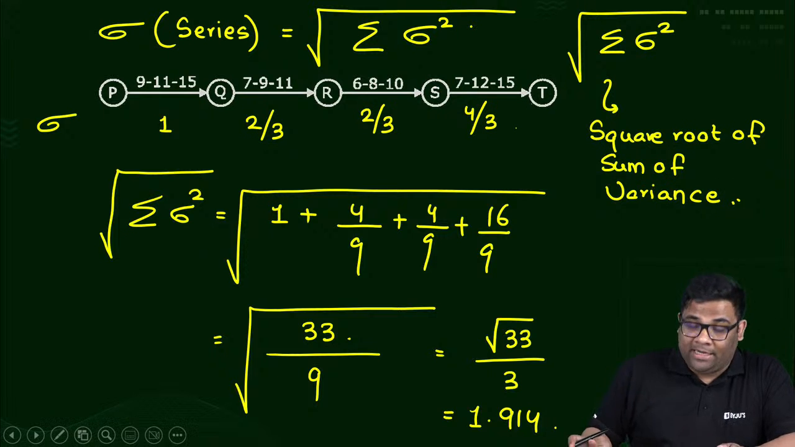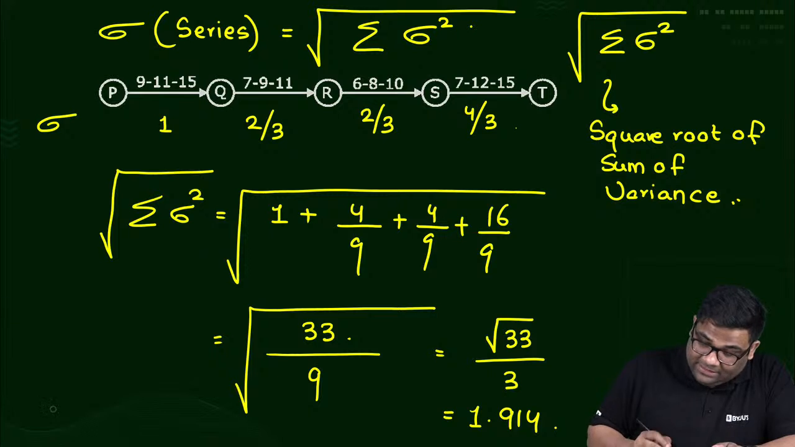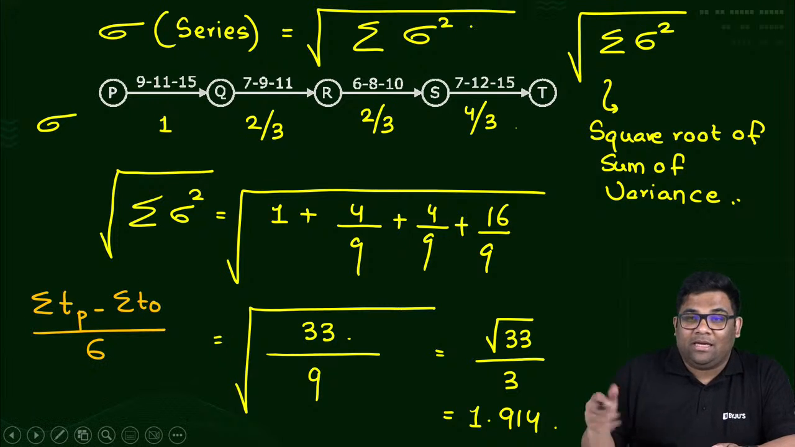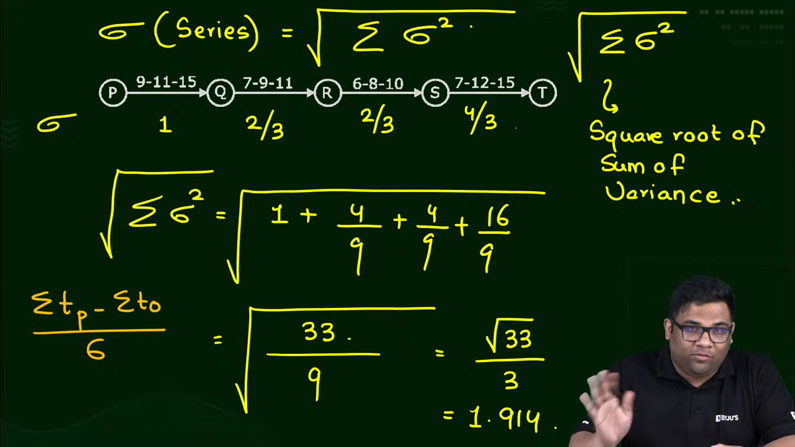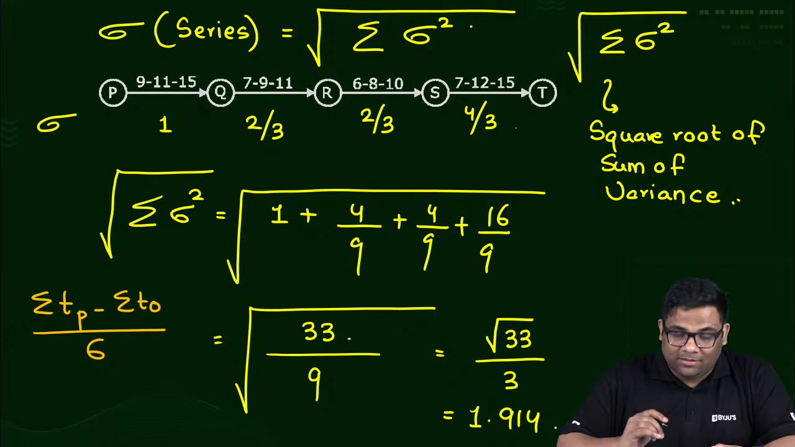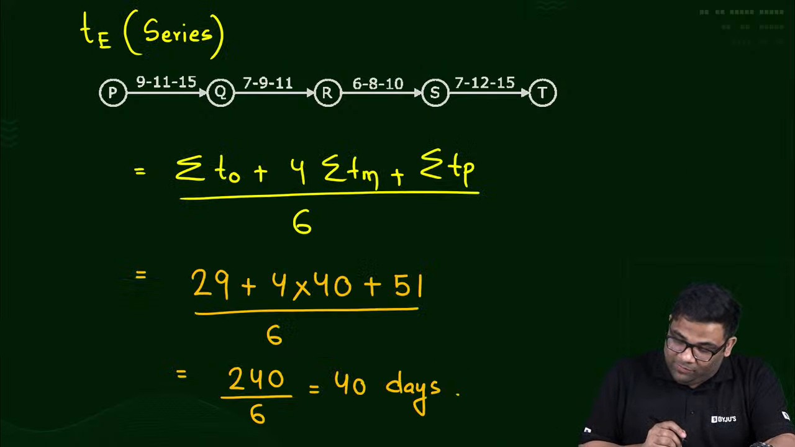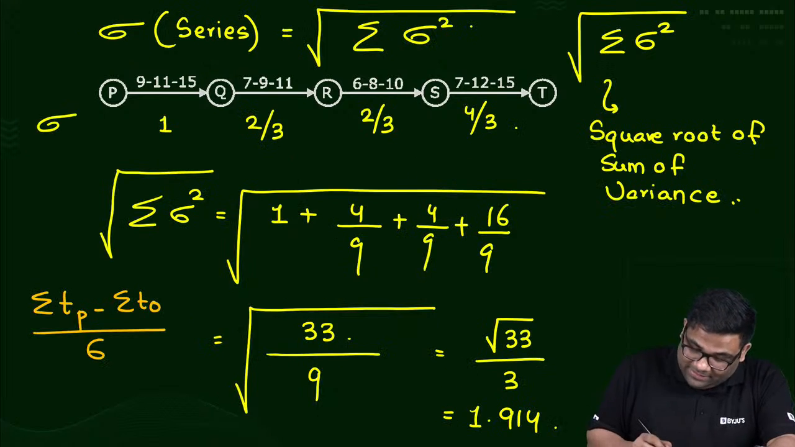And here I will tell you one thing, don't commit this mistake, don't do this summation of t naught, summation of tp minus summation of t naught by 6, don't do this one. Here variance is involved, so square is involved, you cannot add them here. So if you do this, how much are you getting? You will get 51 minus 29, that is 22 by 6.